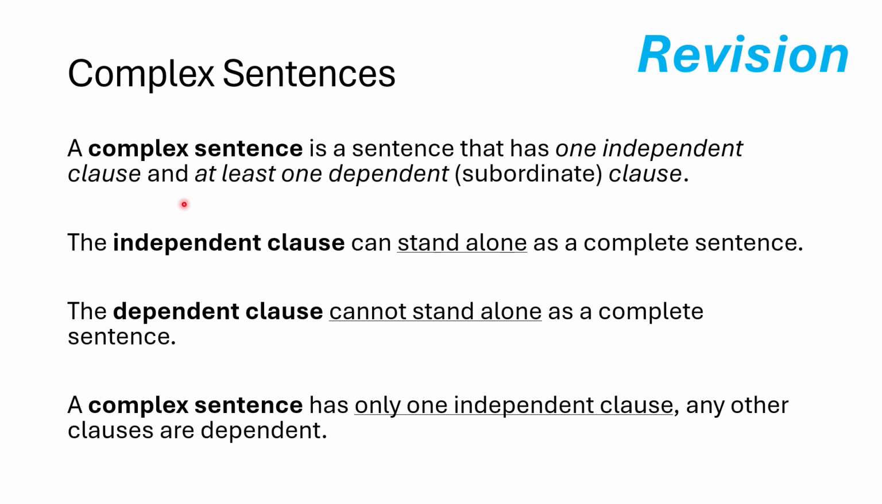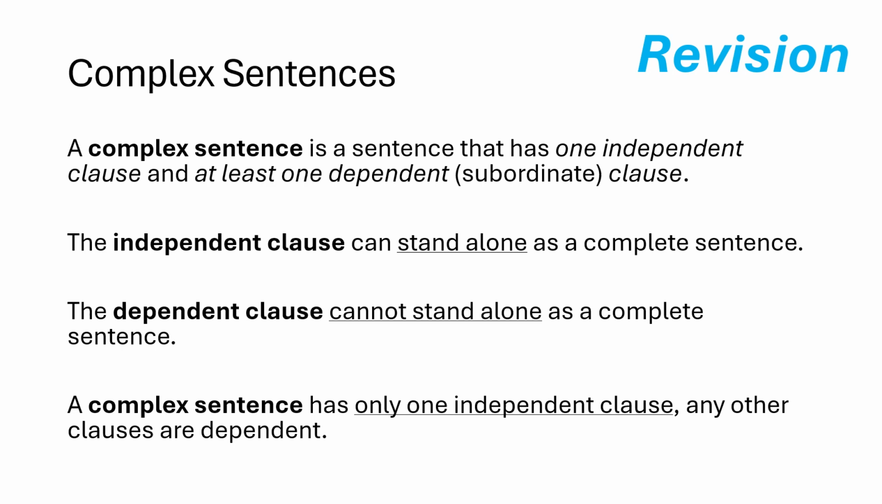A complex sentence is a sentence that has one independent clause and at least one dependent subordinate clause. The independent clause can stand alone as a complete sentence. The dependent clause cannot stand alone as a complete sentence. Dependent clauses can be introduced by a subordinating conjunction, a relative pronoun, or a relative adverb, and they can also function as noun clauses.